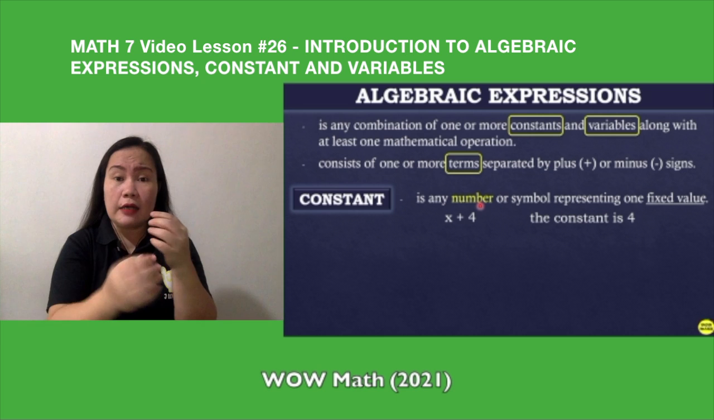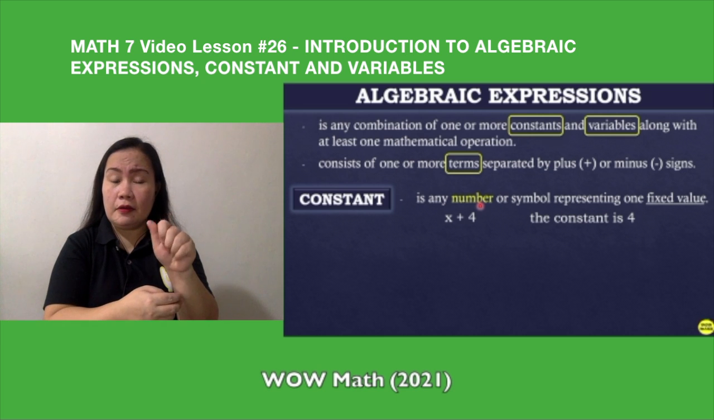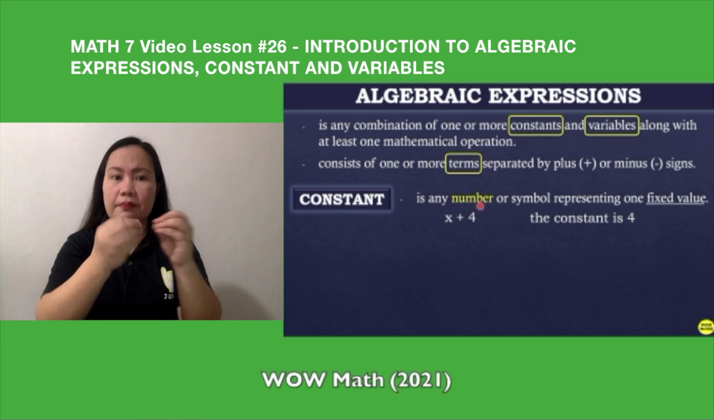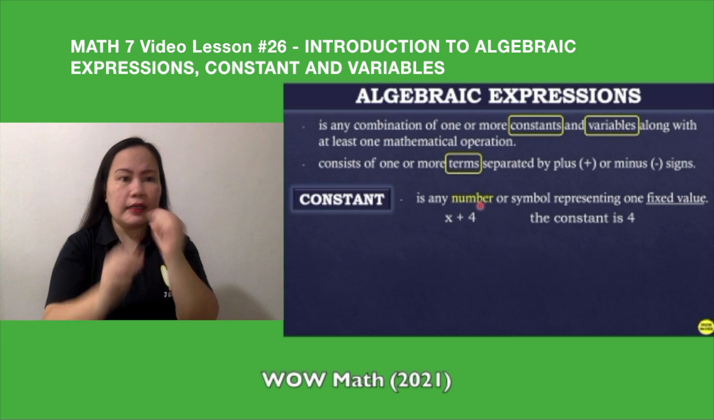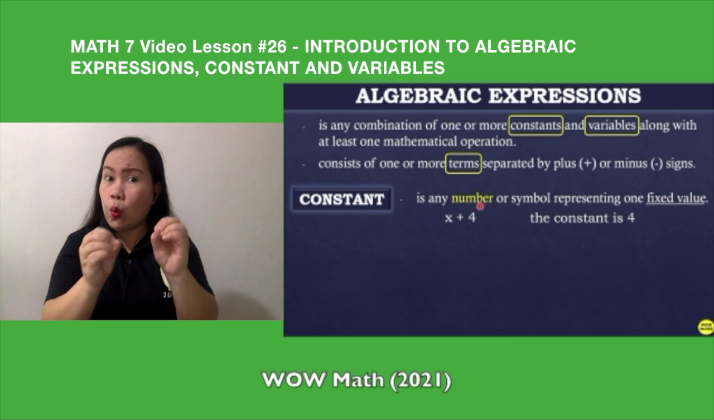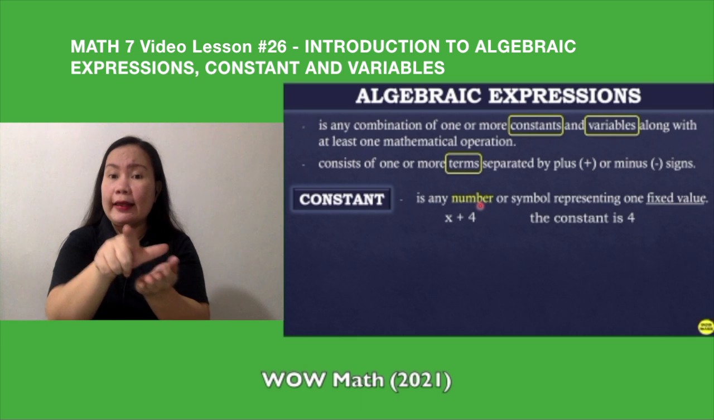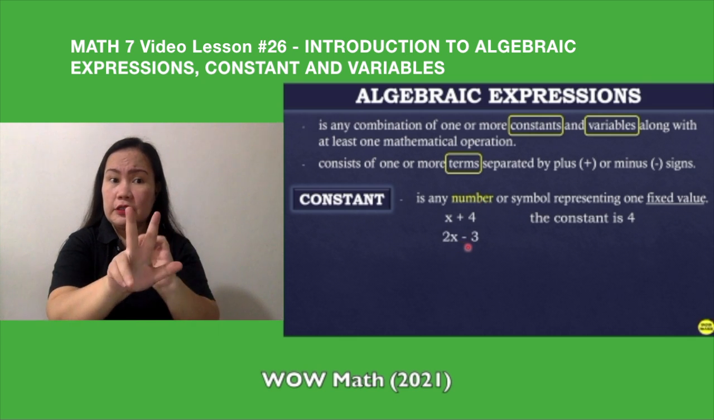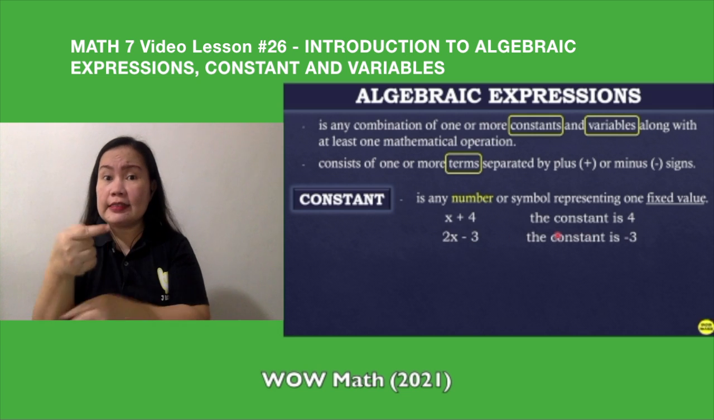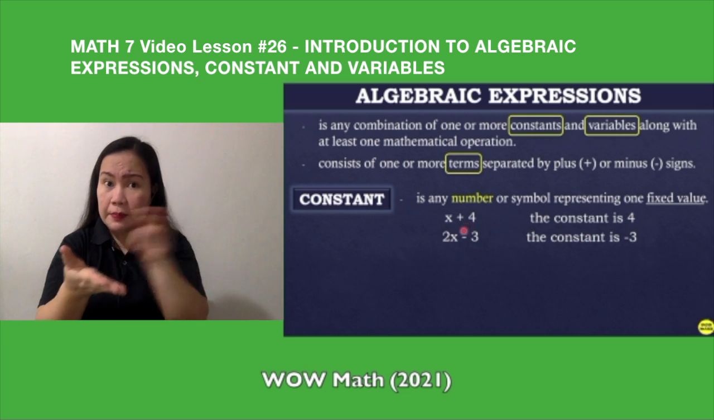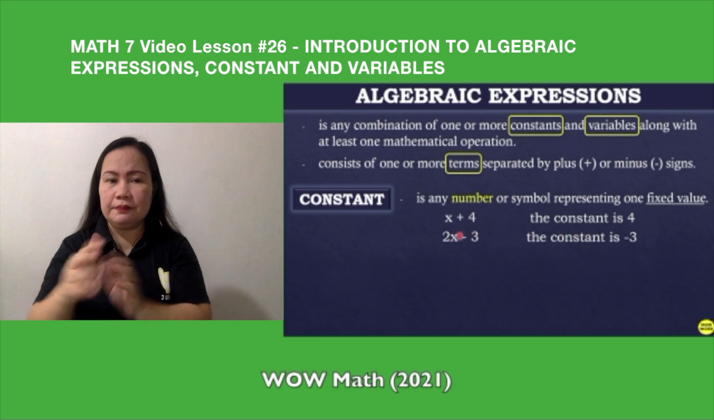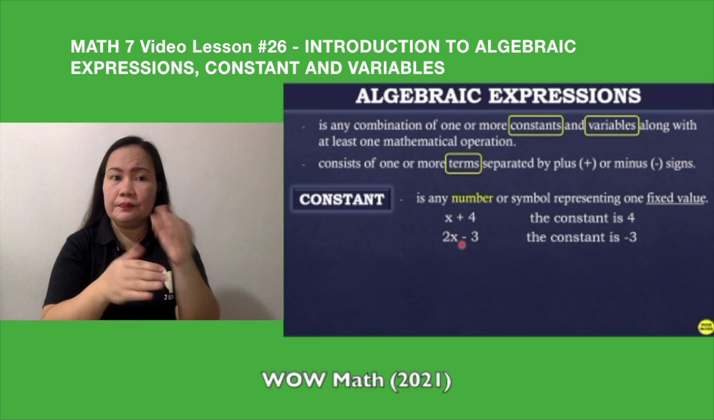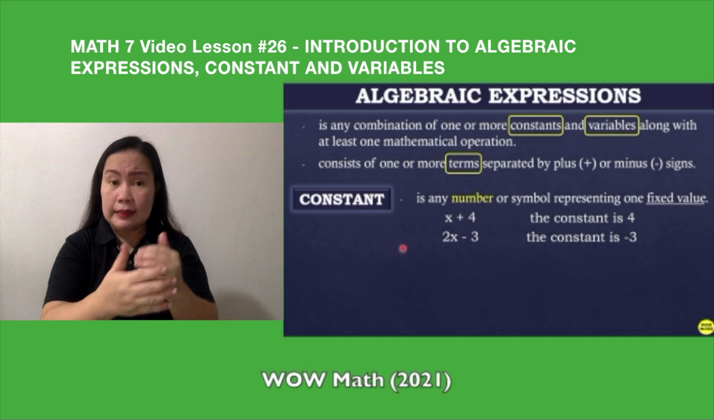Okay? May mga books din na they define constant as the number alone. So, ibig sabihin, ito rin yung mga number lang siya. Wala siyang kasamang variable. Okay? And then this one, so 2x minus 3, so the constant here is negative 3. So, isasama po natin yung sign po ng ating number. Okay? So, yun po ang ating constant.